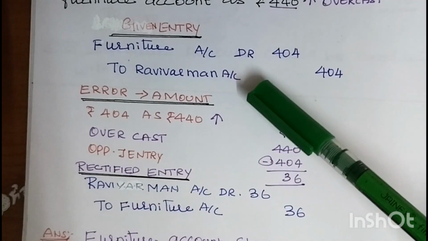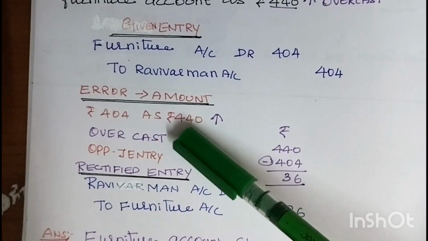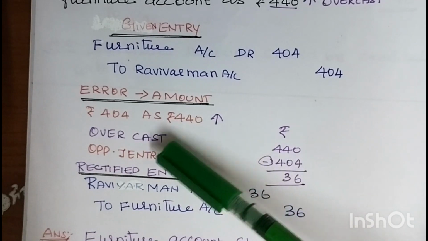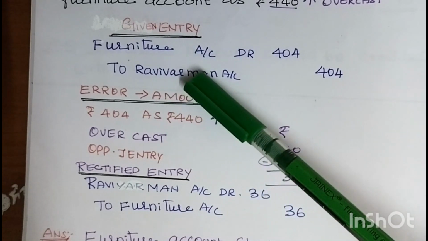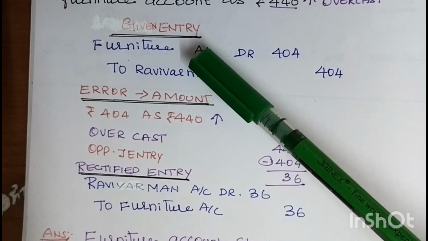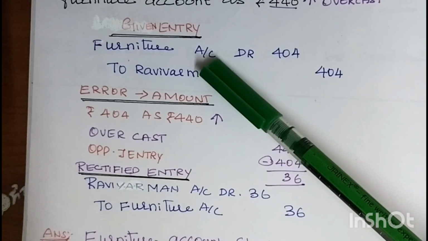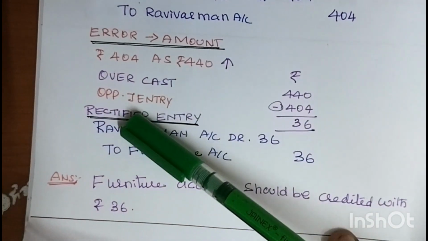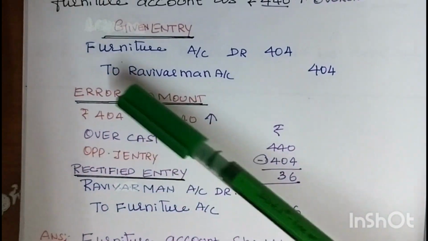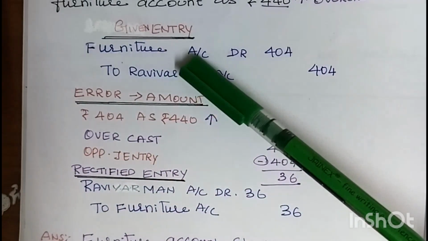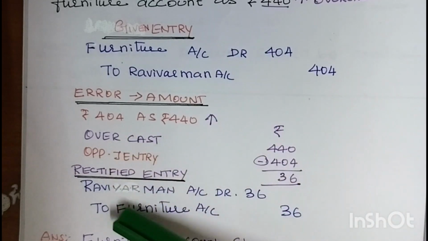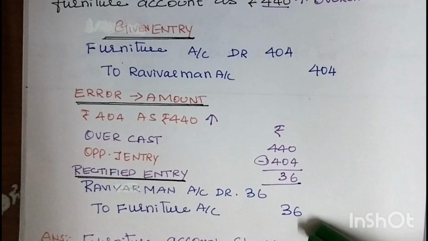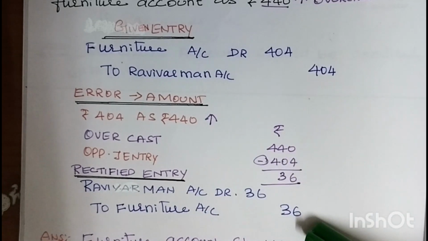There is the error. The amount is the error. You have to rectify the error. How can you rectify this error? When you reverse that entry, the error will be rectified. Okay, so the rectified entry. Where is the furniture account? Furniture account is on the debit side. You have to credit it. So to furniture account 36 rupees, you have to enter the difference value, then only the error is rectified.